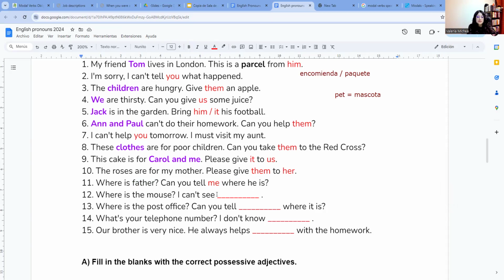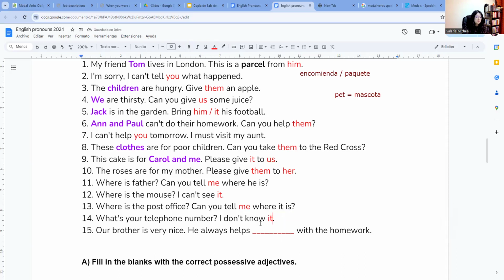Good. Where's the mouse? I can't see it. It. Very good. I can't see it. Where's the post office? Can you tell me where it is? Tell me, because I am asking. So can you tell me where it is? What's your telephone number? I don't know it. It. I don't know it.